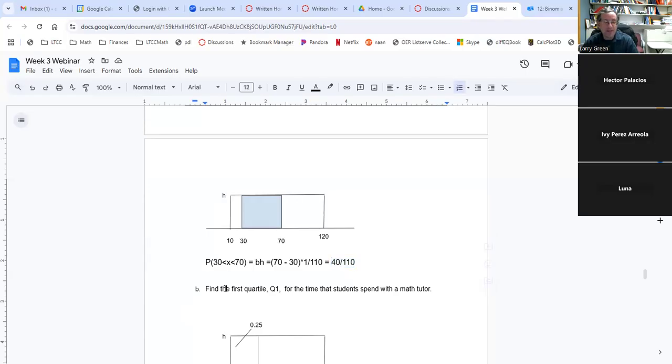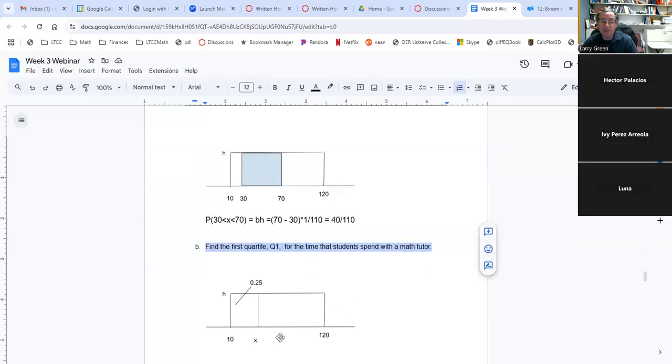Okay, so now let's look at another question. Find the first quartile for the time students spend with a math tutor. Any questions so far? Any questions on what it's asking for? Who remembers what it means to be the first quartile? Very important for your project, by the way. You have to understand quartiles because that's going to be in the box plot in your project. Yeah, it means 25% is at or below that number.